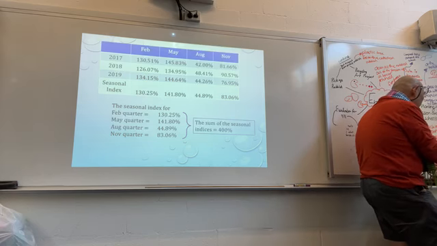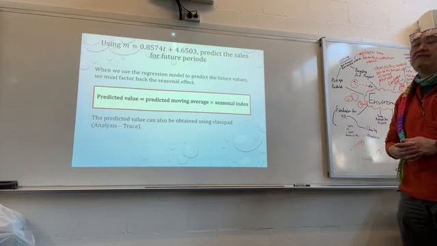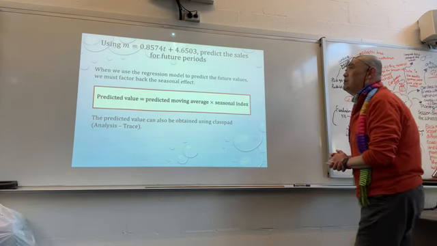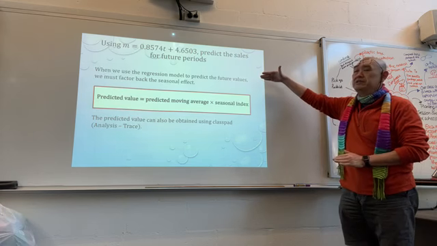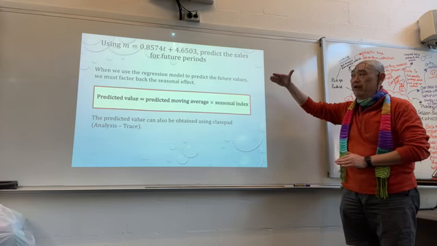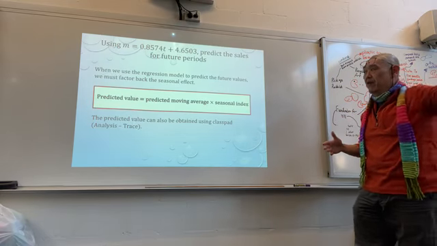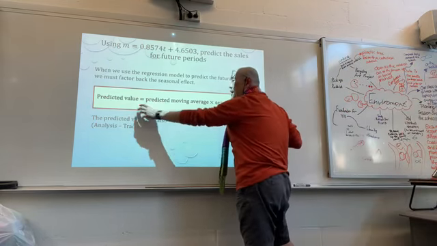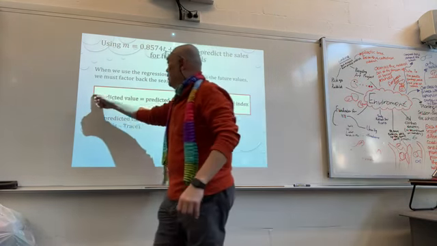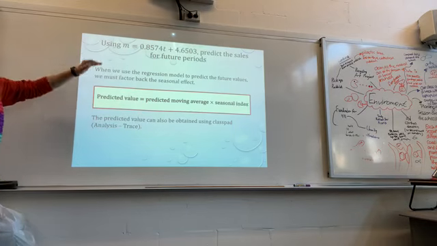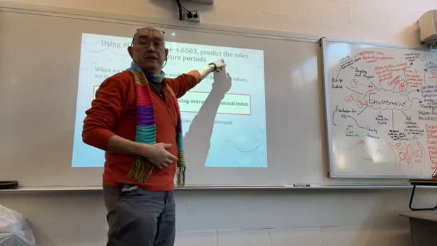Now, how are we going to use it to predict? If we use y equals 0.8574t plus 4.6503, we can predict the sales for the future. We can use the regression model to predict the future value. Then we factor back using the seasonal effect. So the predicted value is the predicted moving average times the seasonal index. So what we do is work out the predicted moving average based on the regression equation.